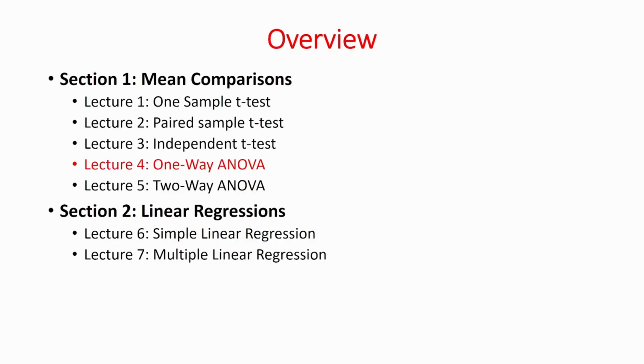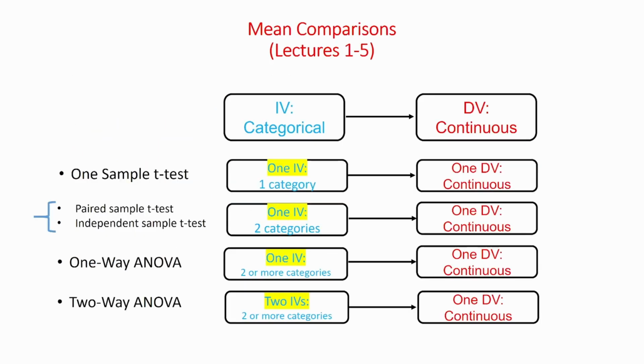Now we have a basic idea about how we can do a t-test. We're going to move to see how we can do one-way ANOVA and two-way ANOVA using SPSS. As a reminder, the difference between one-way ANOVA and t-test is that one-way ANOVA can have more than two categories within the independent variable. Remember that paired sample t-test and independent sample t-test can both only have two categories. So if you have more than two categories, you can only use one-way ANOVA.